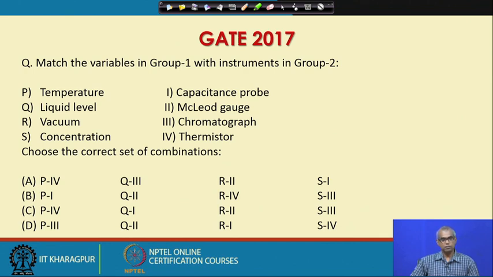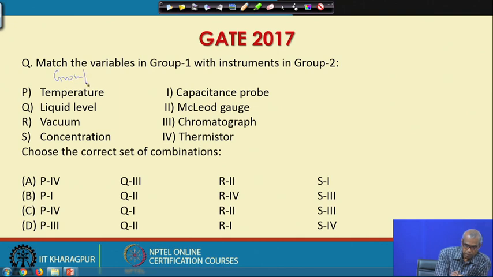Match the variables in group 1 with instruments in group 2. So, this is group 1 and this is group 2. Temperature, liquid level, vacuum, concentration; capacitance probe, McLeod gauge, chromatograph and thermistor.